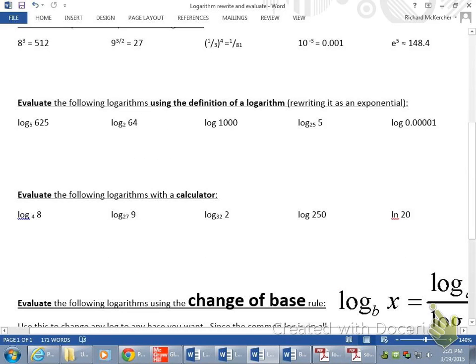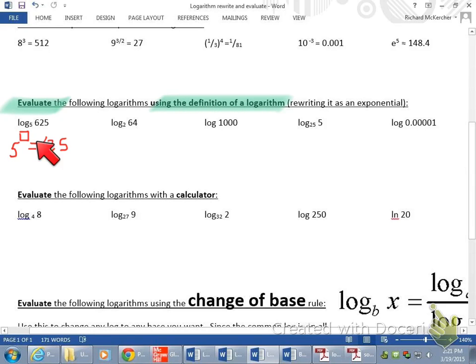Now, what we're going to do here is evaluate all of these using our definition. This would be the old school way, the way of doing it with no calculator. This would be the way of really understanding what a logarithm is.